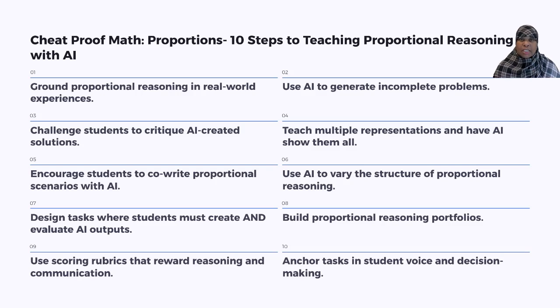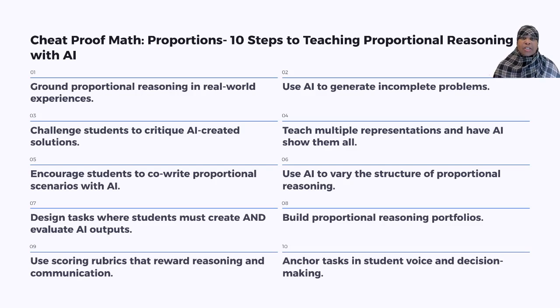Step 2 is that you can have students use AI to generate incomplete problems. You can have them prompt AI to create a proportional reasoning problem, but leave out one number and ask it to find it. Students now are filling in missing values, justifying they know it's proportional, and describing what would happen if the relationship weren't proportional. This teaches them to analyze structure, not just solve equations.